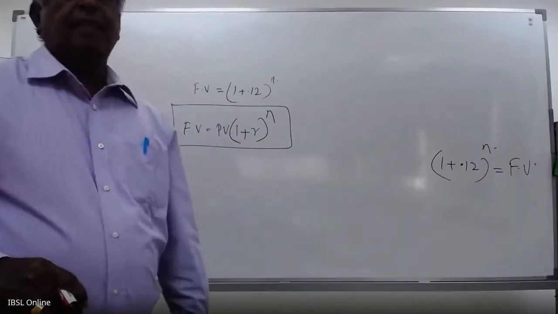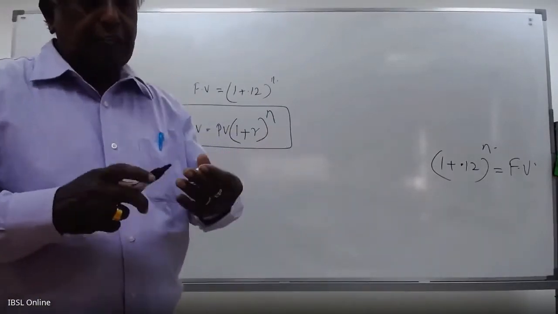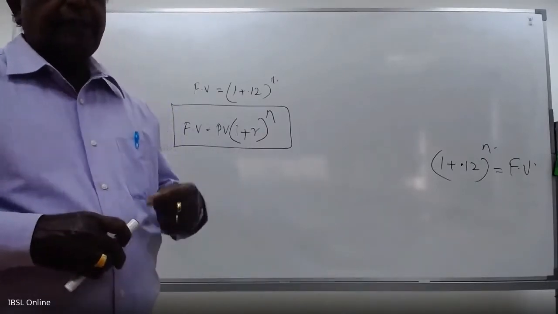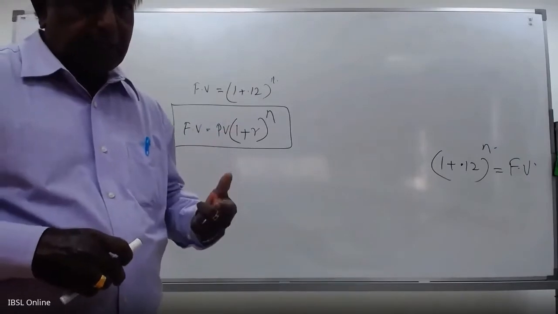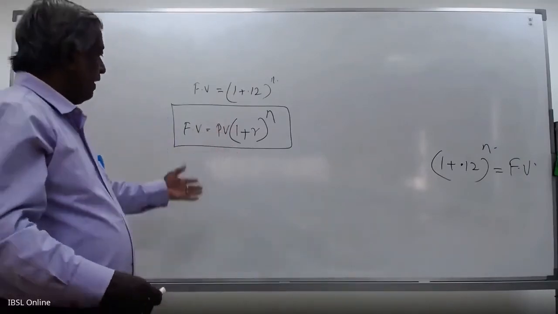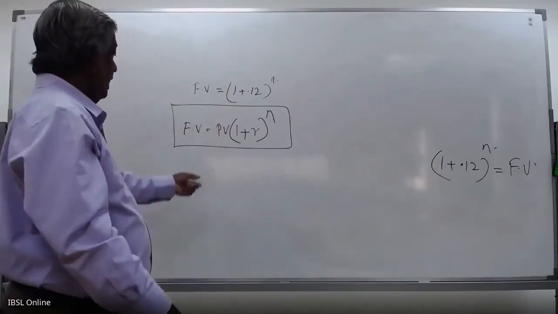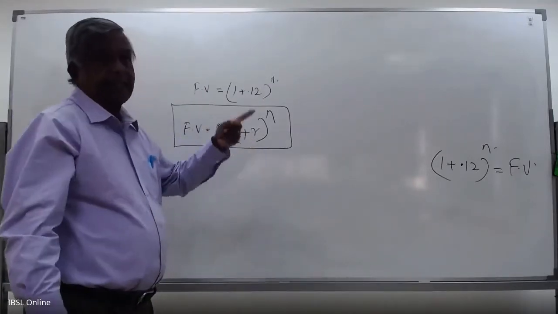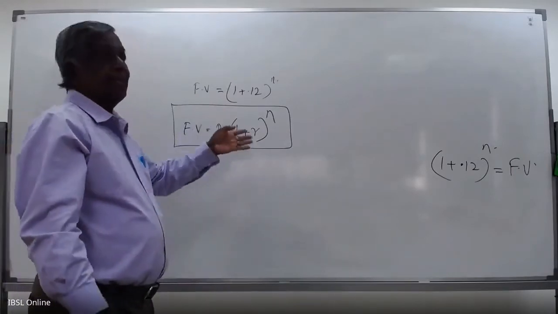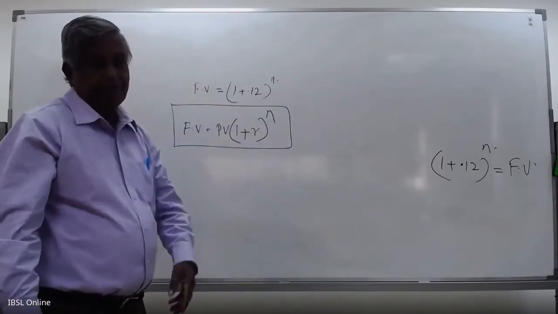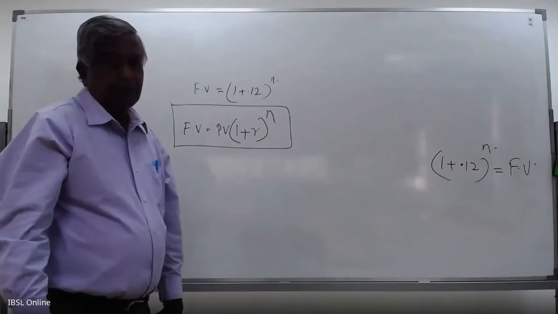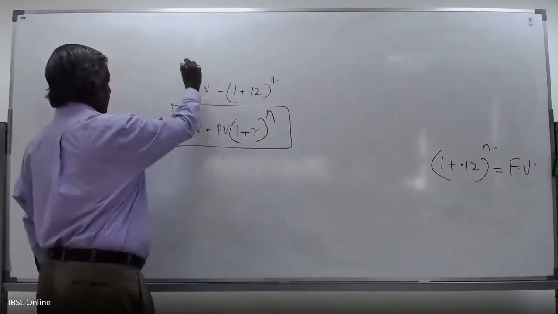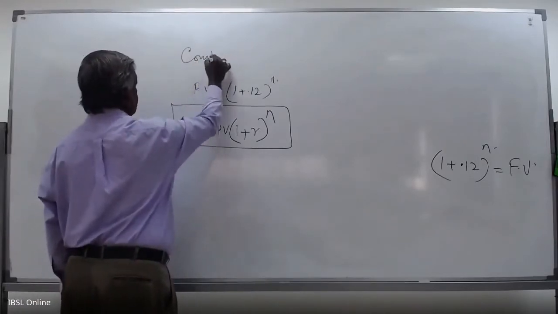This is calculating the future value from the present value, where FV is the future value and PV is the present value, R is the interest rate in decimal and N is the number of years. This technique we call compounding.